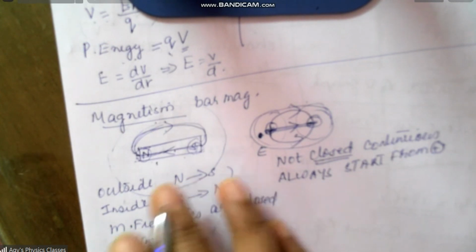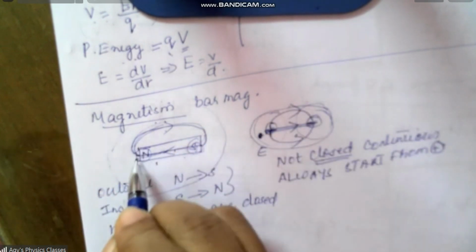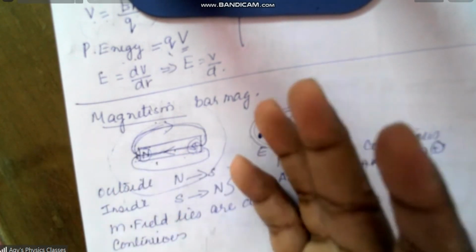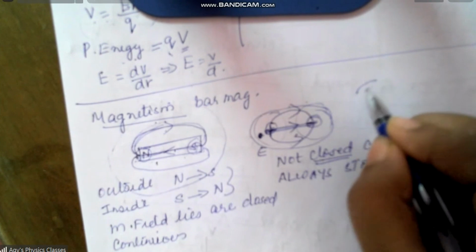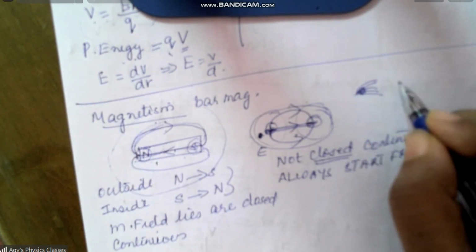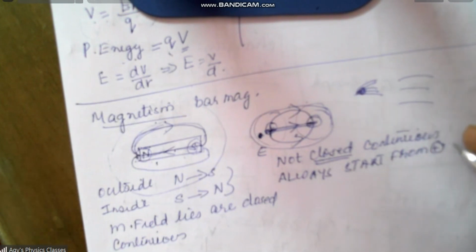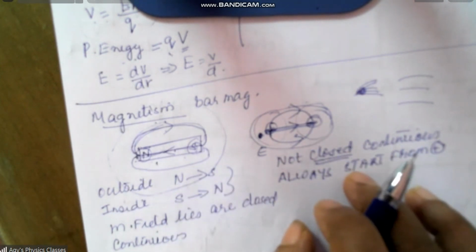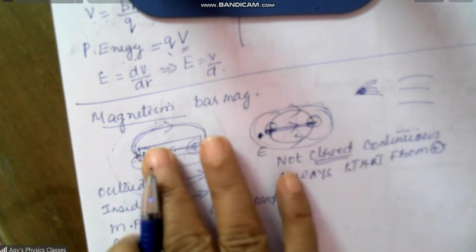Of course, yes. Any electric fields, they do not intersect each other. Also, if they are crowded at a place, that means their strength is more. If they are far apart, their strength is less. All those things are common. This is the only difference between them.